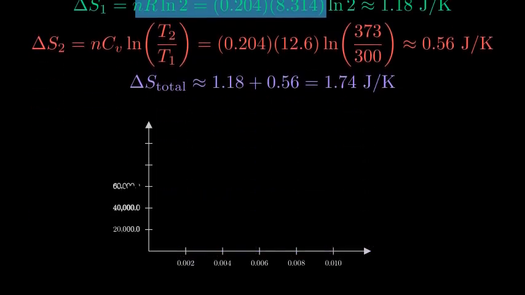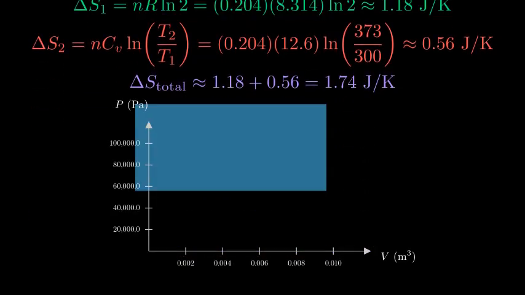Let us also picture the path on a pressure-volume diagram. We will mark the initial state, the point after isothermal expansion, and the final state after heating at constant volume. First, the isothermal curve at 300 Kelvin from V1 to V2. Then, the vertical isochoric line at V2 as the pressure rises with temperature.